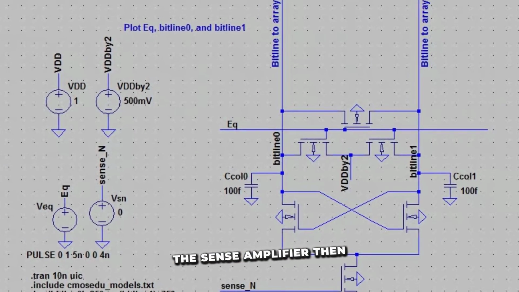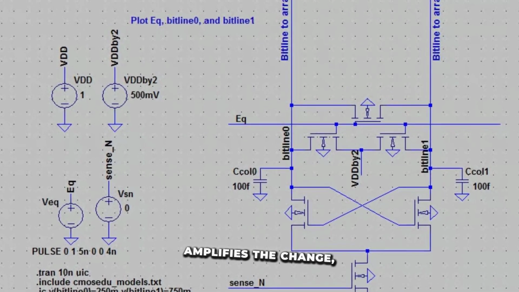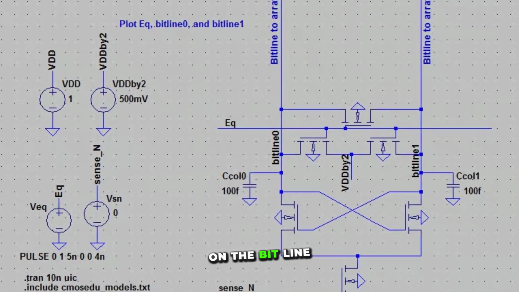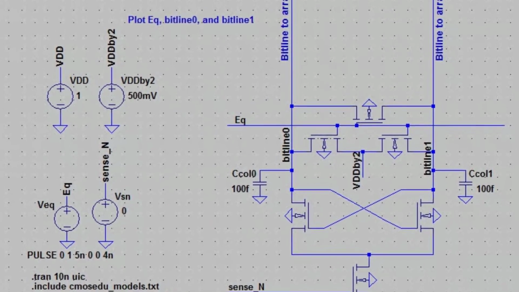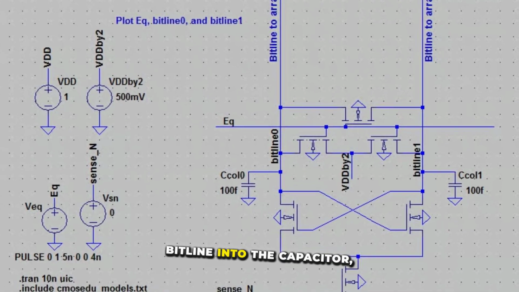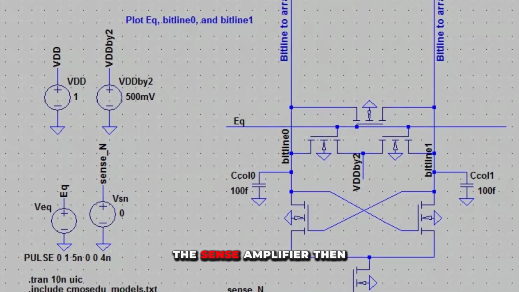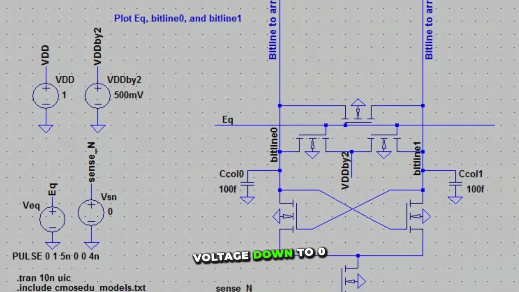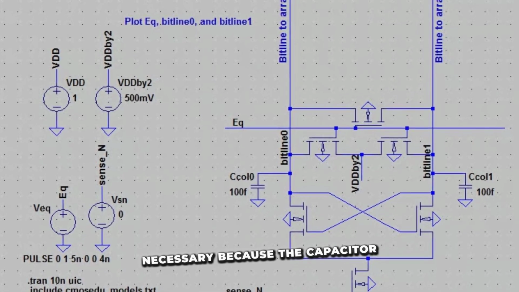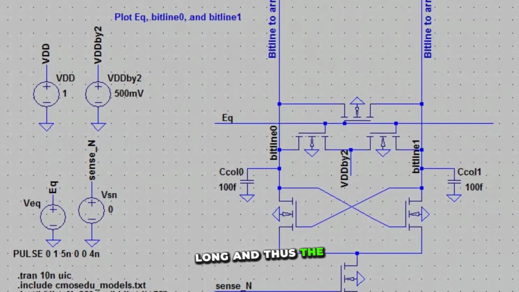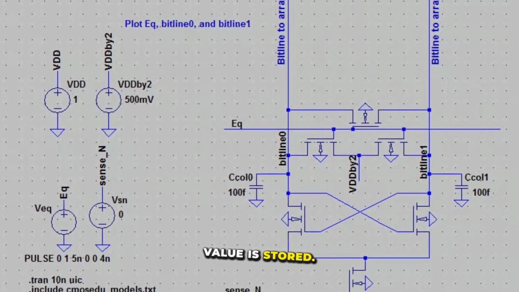The sense amplifier then detects the slight change or perturbation of voltage on the bit line, amplifies the change, and pushes the voltage on the bit line all the way up to 1 volt. However, if a 0 is stored in the capacitor, charge flows from the bit line into the capacitor, and the 0.5-volt bit line decreases in voltage. The sense amplifier then sees this change, amplifies it, and drives the bit line voltage down to 0 volts or ground. The sense amplifier is necessary because the capacitor is so small and the bit line is rather long, and thus the capacitor needs to have an additional component to sense and amplify whatever value is stored.